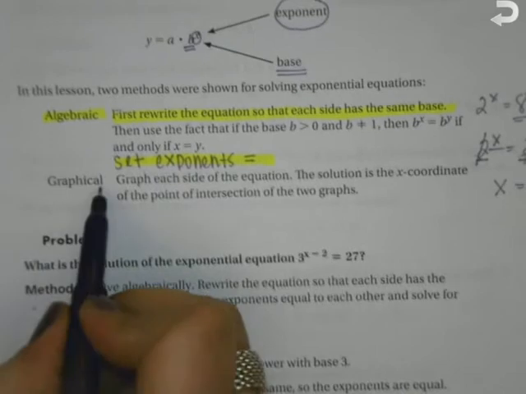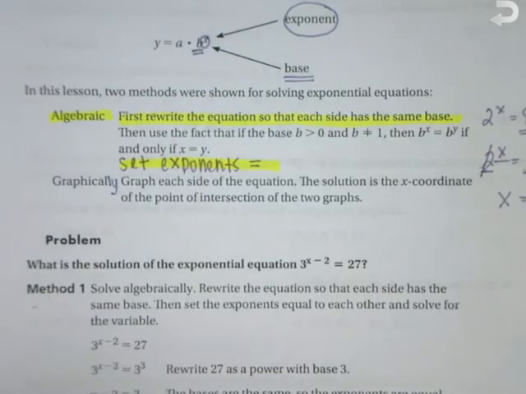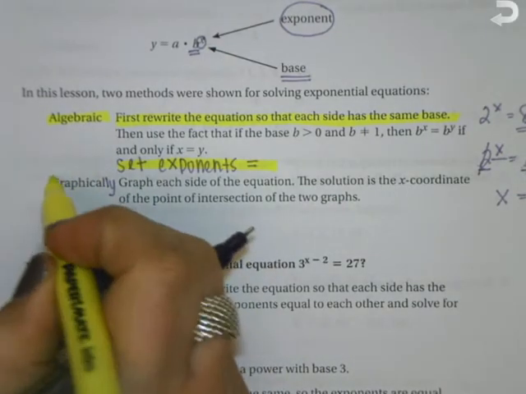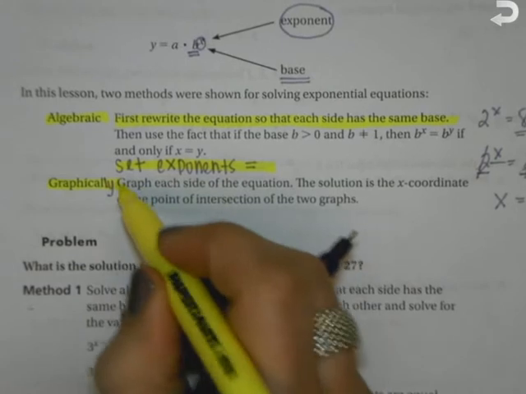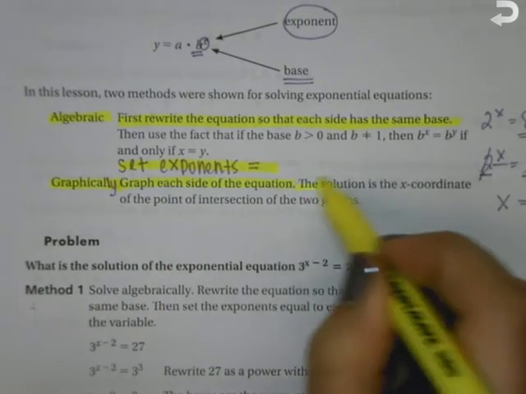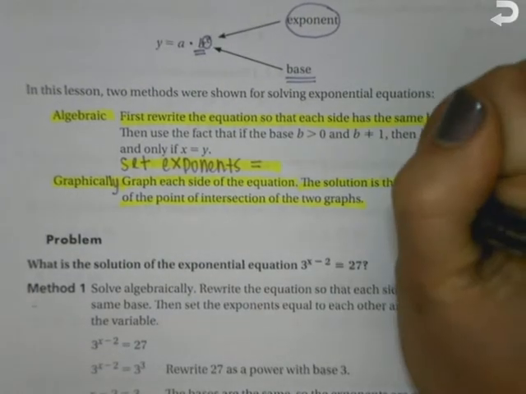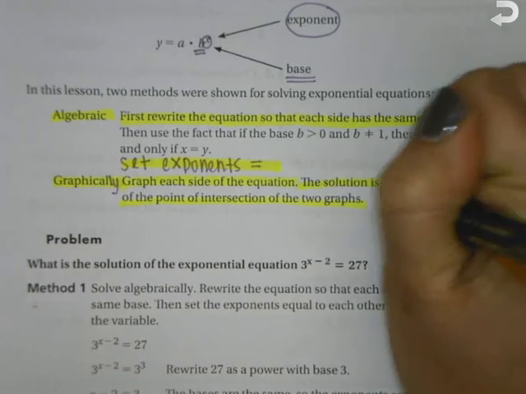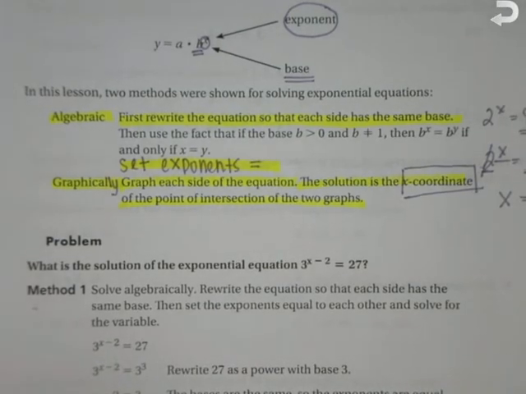I also did not like this word graphical. I like graphically, so I added an ly to the end. But to solve something graphically, you graph each side of the equation, and then the solution is the x-coordinate of the point of intersection. And I'm going to put a box around x-coordinate. So when I'm graphing or solving by graphing, I only want the x-coordinate. I don't want the y-coordinate. Okay.